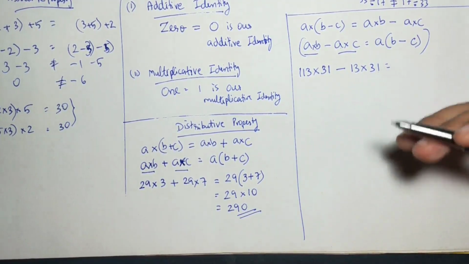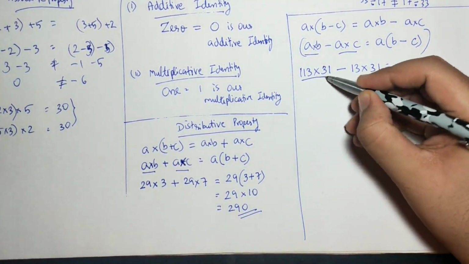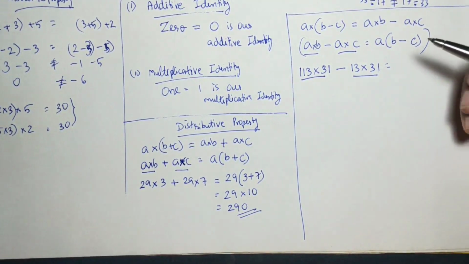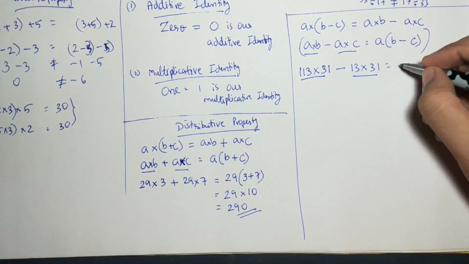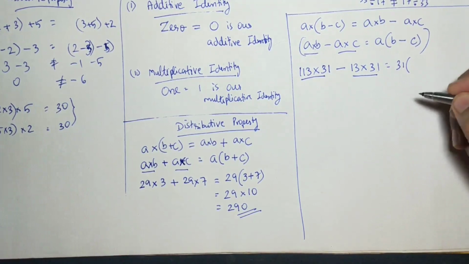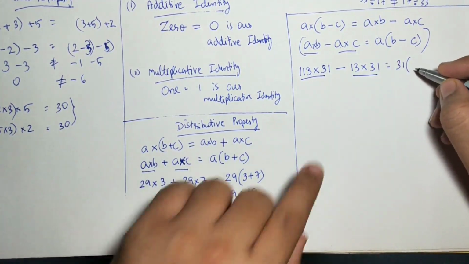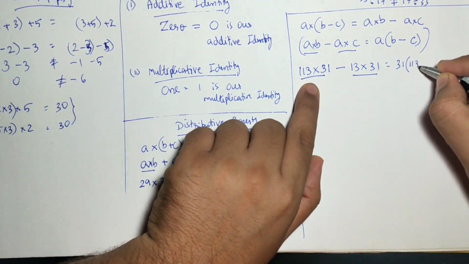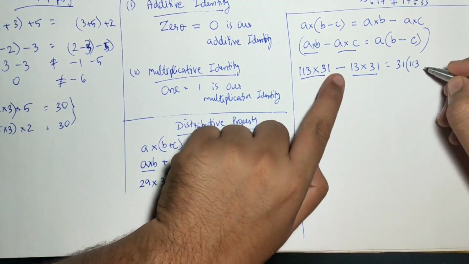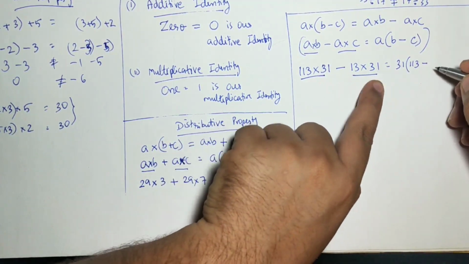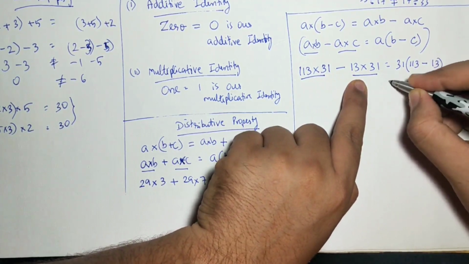So how to do this calculation easier? In both the terms, can you see there is a number common? Yes, 31 was common. So I kept 31 outside the bracket. In the bracket, what remained? From the first term, 113 remained. Then there was a minus sign. In the second term, 13 remained.